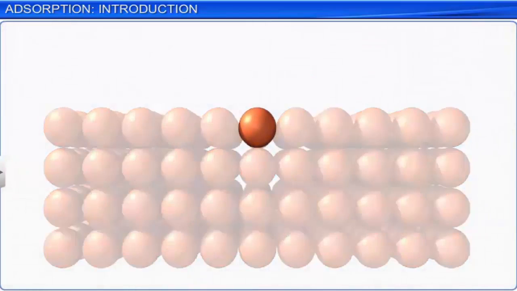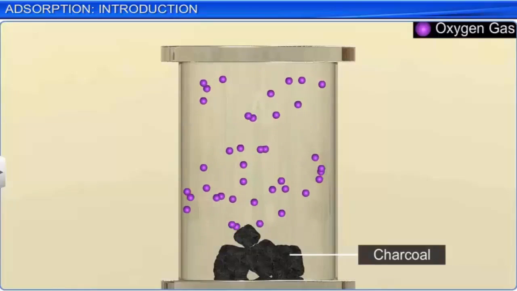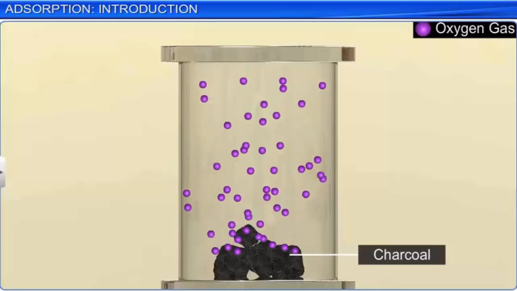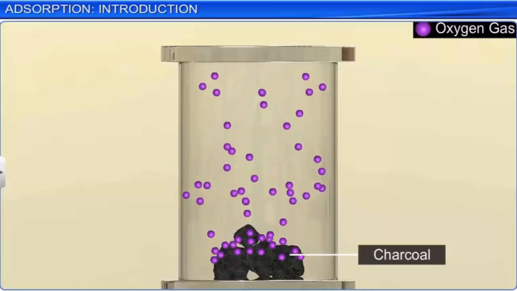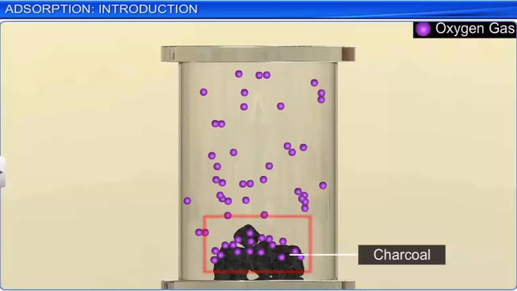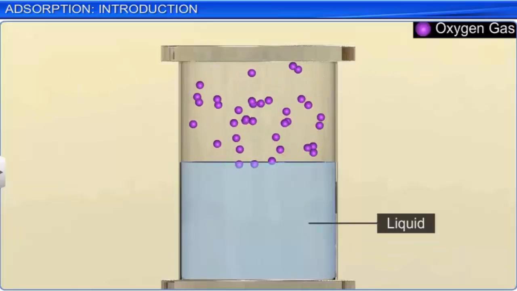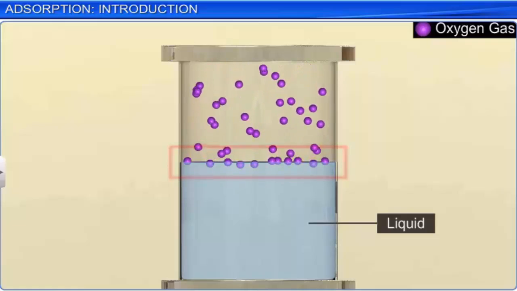Similar inward forces of attraction exist at the surface of solids. If you put solid charcoal in a closed vessel containing oxygen, you observe that oxygen molecules are attracted to the solid surface of charcoal. As a result, the concentration of the gas on the surface of the solid increases. The same happens if a liquid is put into a closed vessel containing gas. The gas molecules will accumulate on the surface of the liquid.